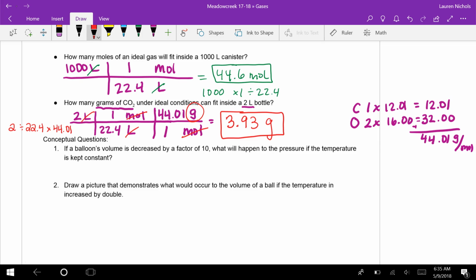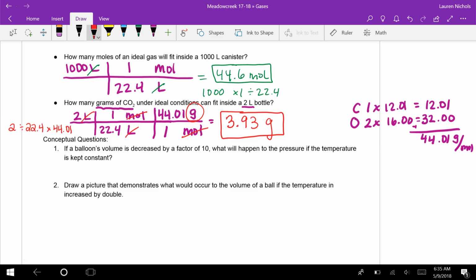So that's not a whole lot, and that's why most of the time when we're putting things into a bottle, it's not under ideal conditions. We put a lot of pressure on it to force more moles inside the bottle.